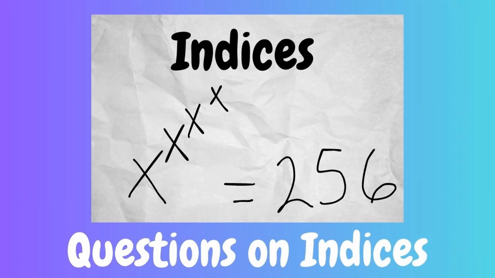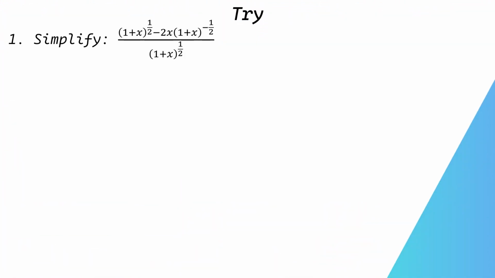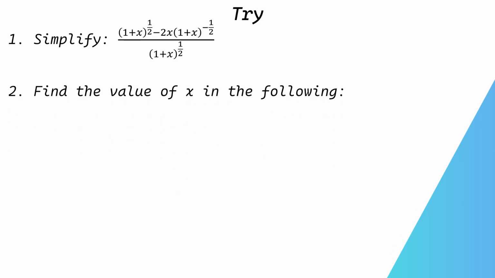Here are the questions. First one, we are supposed to simplify this expression: (1 plus x to the exponent half minus 2x times (1 plus x) to the exponent negative half) over (1 plus x to the exponent half). So you can pause the video to try it on your own. When you are done, you follow with us.